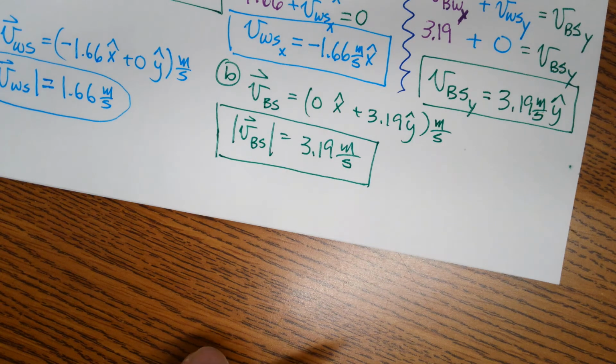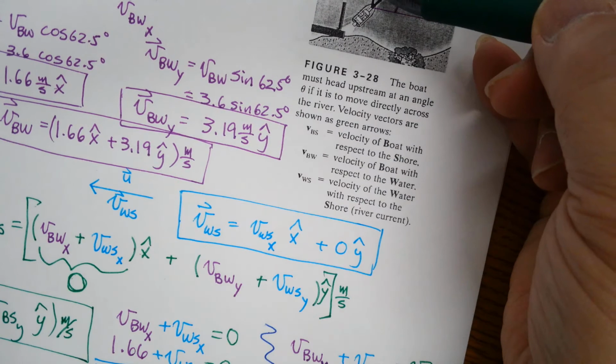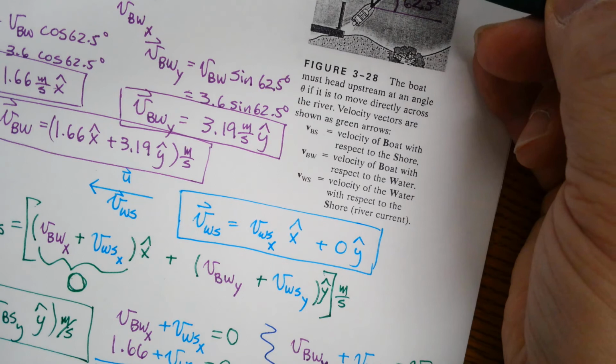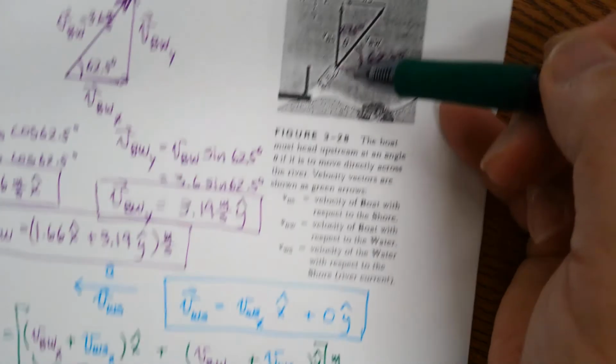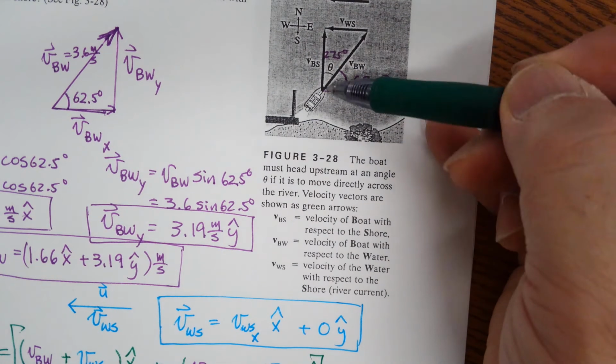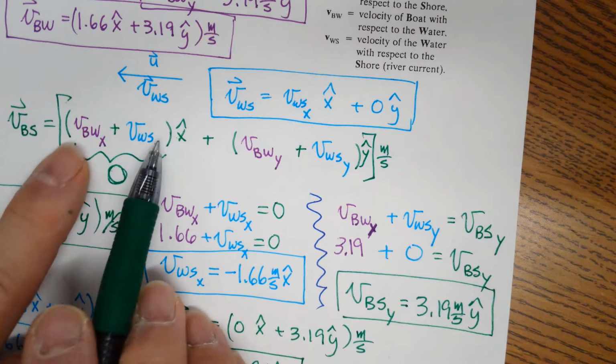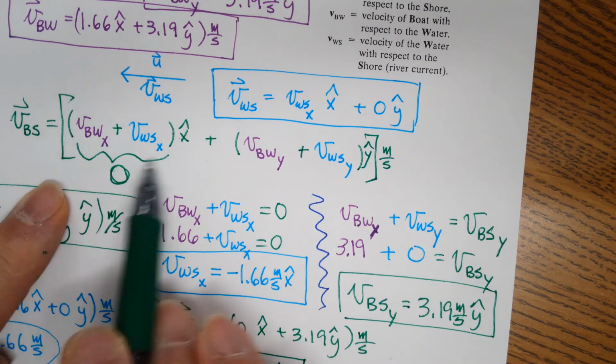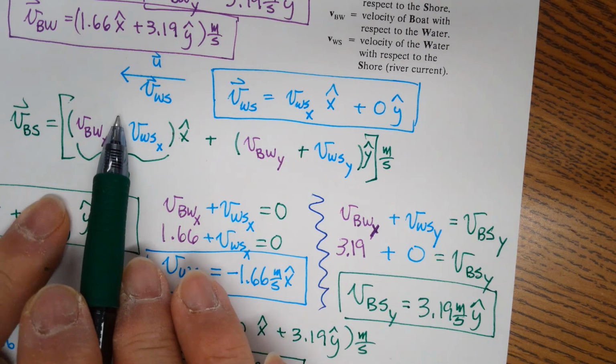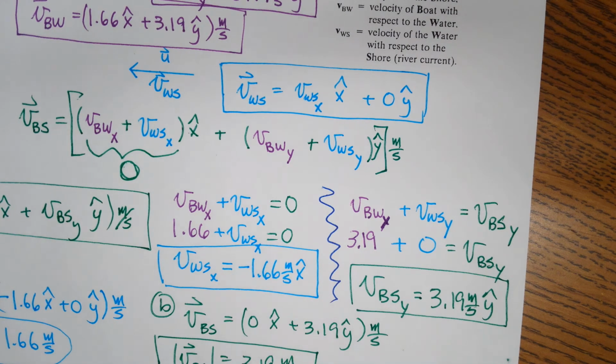All right. Any questions? Mr. Kim, yes? I have a quick question. So how do you know that VBWX plus VWSX equals 0? Because it's going straight across, right? So this does not have any x component, and because it doesn't have any x component, I know this x component has to be 0, right? Yep, that makes sense. Got it, thank you.